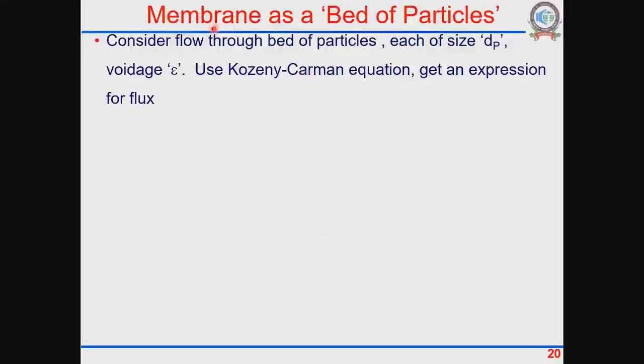Okay, now if we consider membrane, the second option was to consider membrane as a bed of particles. Let's say a membrane is consisting of a bed of particles. Each particle is of diameter dp. Voidage of the bed is epsilon. Now use the Kozeny-Kármán equation and get an expression for flux. Again, at this point you should pause this video, try to derive the equation yourself, and then only continue.